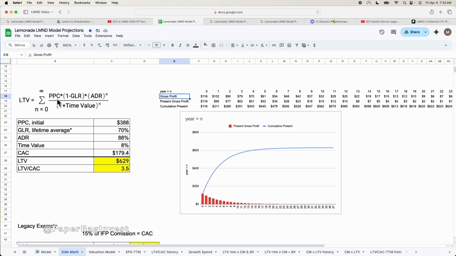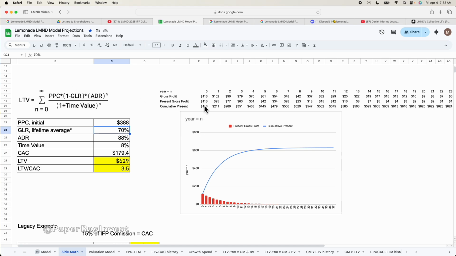So premium per customer, if you start with, times 1 minus gross loss ratio, annual dollar retention. In year number one, forget about the bottom part of the equation, the time value part. Just looking at the top. So the gross profit in year one for a cohort of customers, or your average customer, is just your premium per customer, 388, times 1 minus 0.7, or 30% left over after you pay your losses out for your claims.